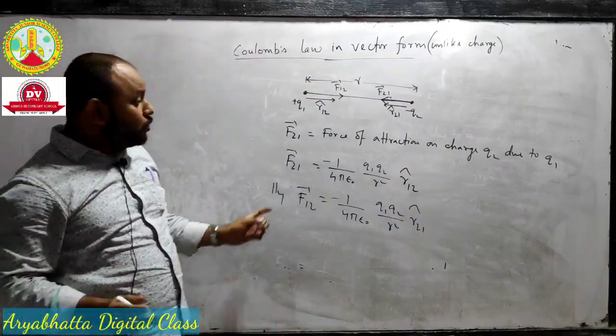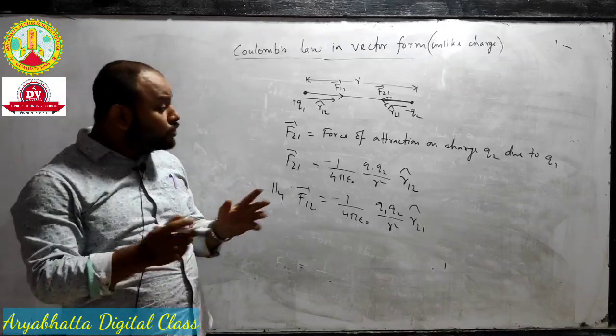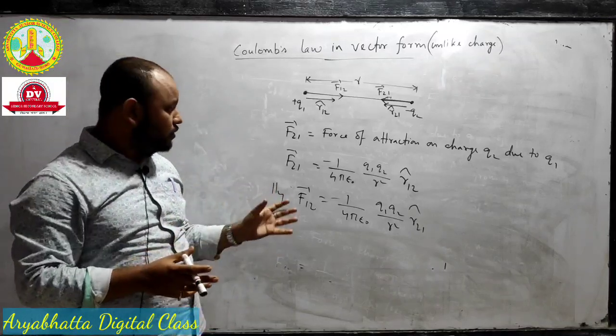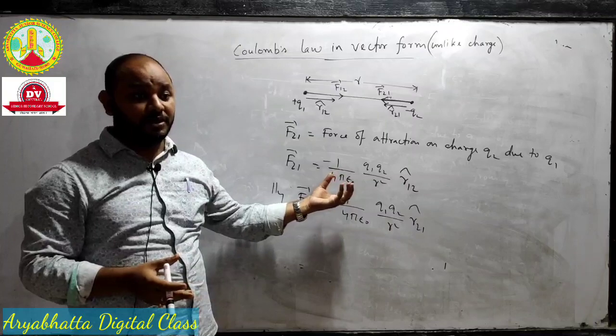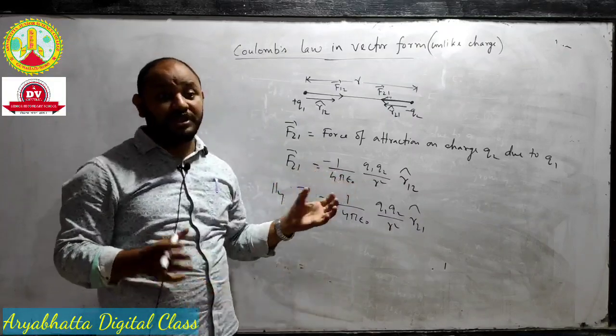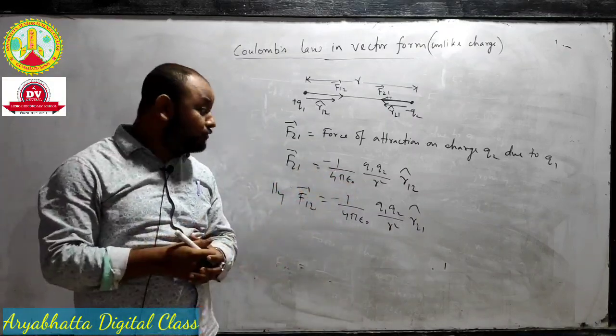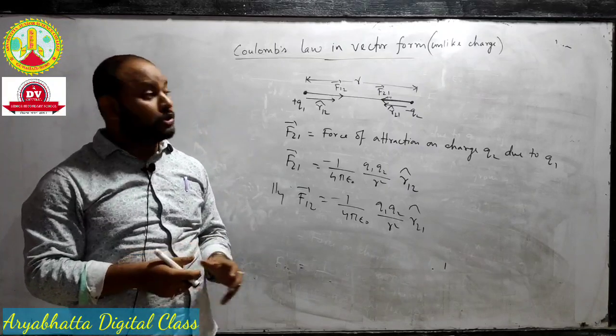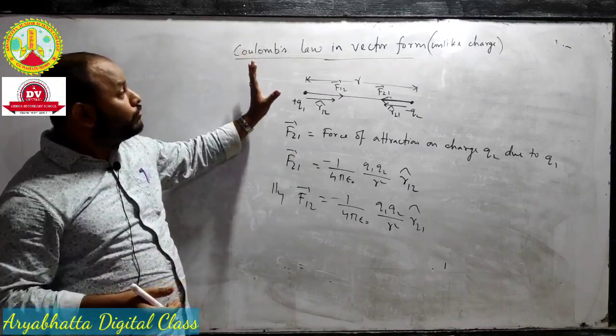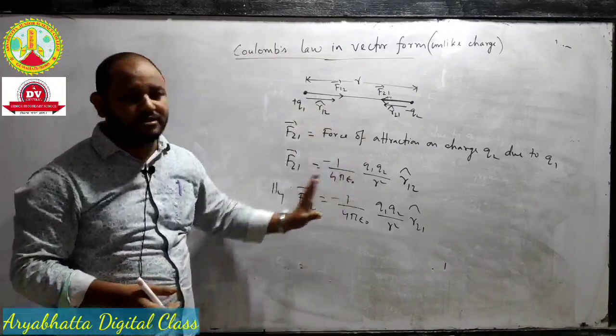So when the force is attractive, the value will be negative. That means a negative force means there will be attraction, and a positive force means there will be repulsion. So this is Coulomb's law in vector form for unlike charges.